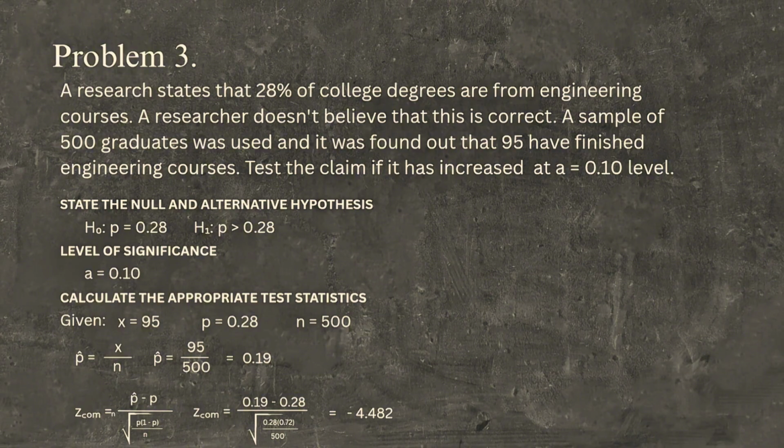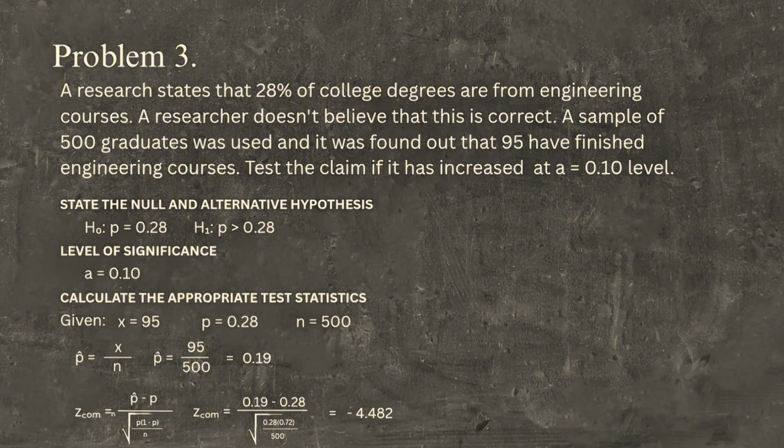So next, we compute the z-test statistic using the formula z equals sample proportion minus population proportion divided by the square root of p times 1 minus p divided by n. So we just substitute the given data. So we get z equals negative 4.482.